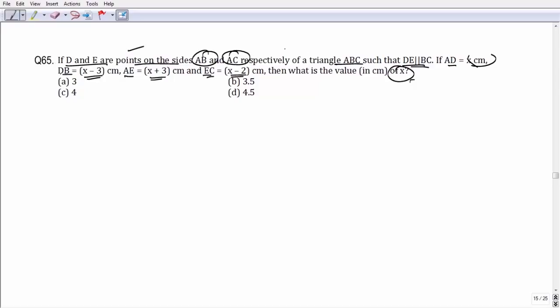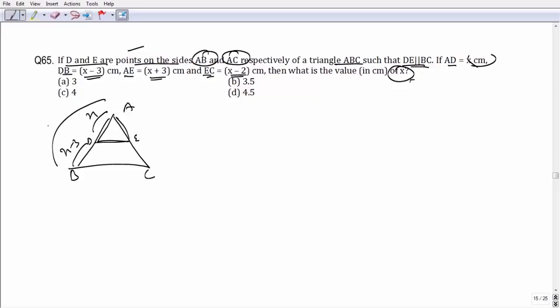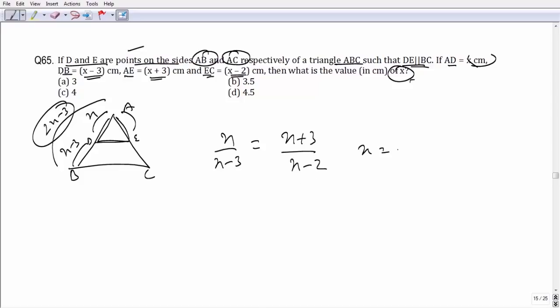Now, talking about the two triangles being similar, because we know that whenever two sides of a triangle are parallel, the two make a similar triangle with a common vertex. With that view, we have been given that this length is x and this one is x minus 3, which makes this value 2x minus 3, or we don't even need this. We can even say that x by x minus 3 should be equal to x plus 3, that is the value of AE, divided by x minus 2. And from here the value of x will turn out to be 4.5, leaving behind option number D as your answer.